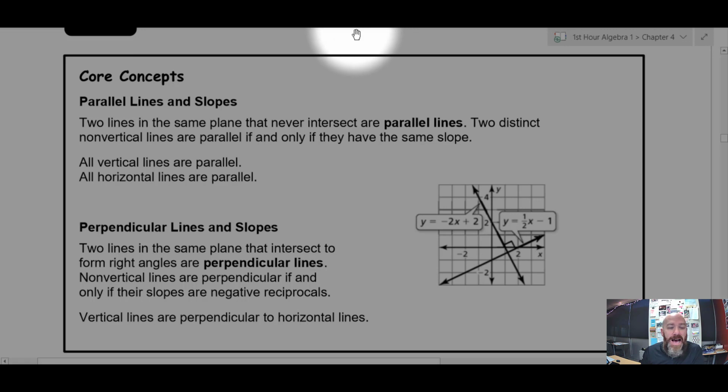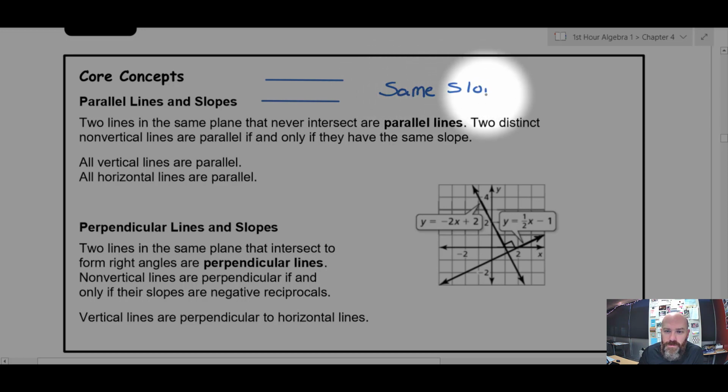Two distinct non-vertical lines, that means this can't be vertical like this, are parallel if and only if they have the same slope. So an example of parallel lines would be, here's a line, there's a line. So those are parallel, and we can mathematically determine that they're parallel if they have the same slope. So all vertical lines are parallel, all horizontal lines are parallel to each other.